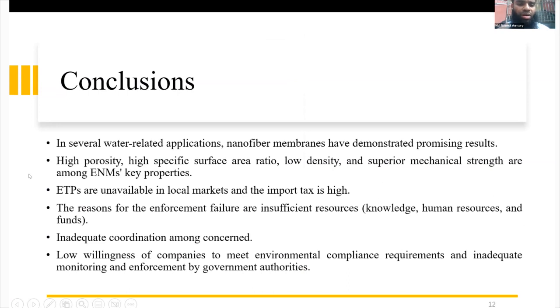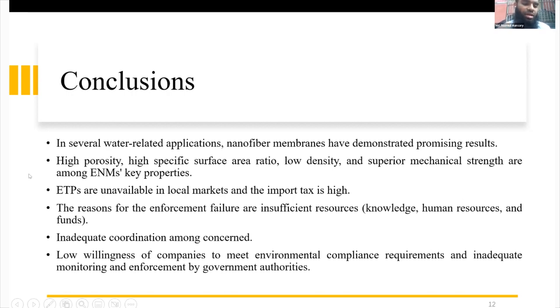In several water-related applications, nanofiber membranes have demonstrated promising results. High porosity, high specific surface area ratio, low density, and superior mechanical strength are among the key properties of electrospun nanofiber membranes.